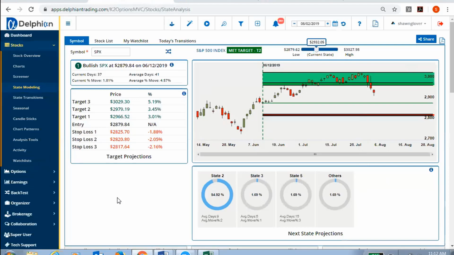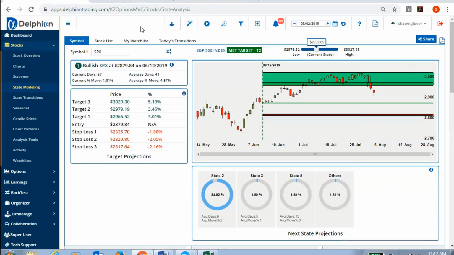It runs up, tries to get through target 3, and then, you know, it fails and comes back down. So, yeah, that's kind of roundabout, but for me, state modeling is the thing that I've really been using because I don't have a lot of time. I just look at it and see where things are and then decide whether to get in or not. So it's a very good feature for me.